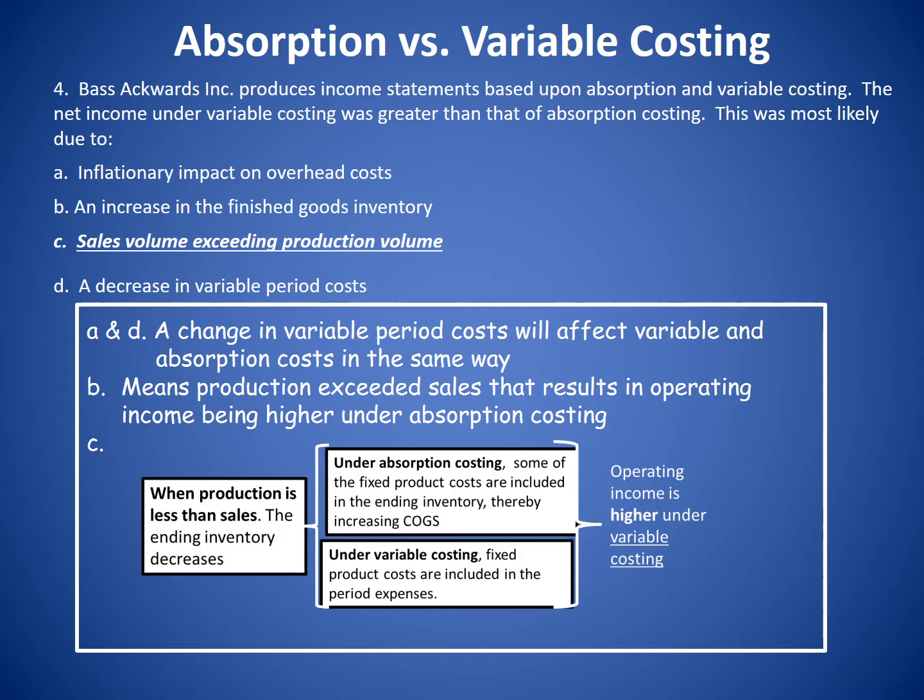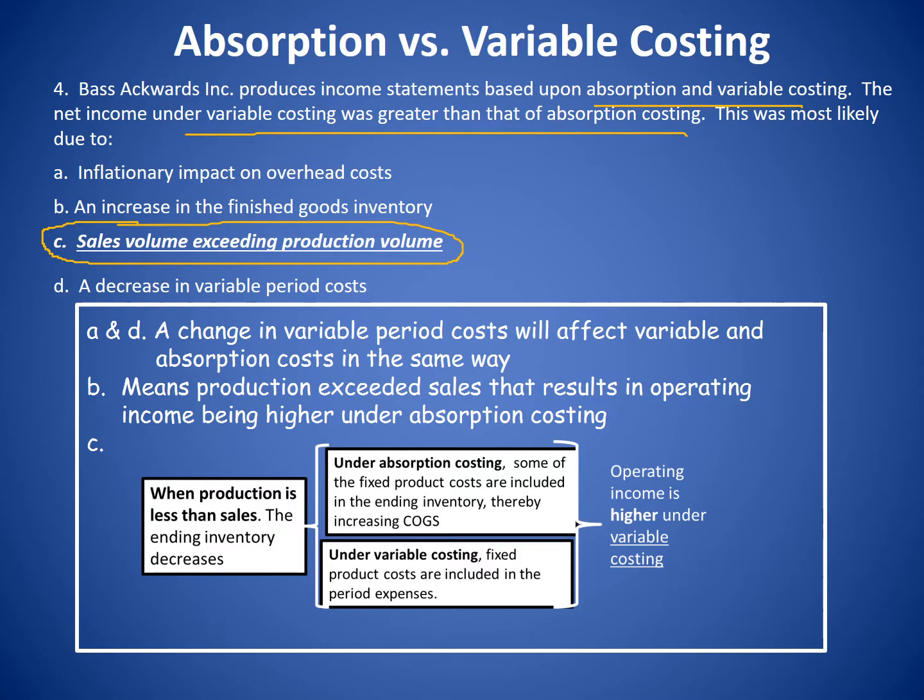Bass-Ackwards produces income statements based upon absorption and variable costing. The net income under variable costing was greater than that of absorption costing. The most likely cause was C, sales volume exceeding production volume.